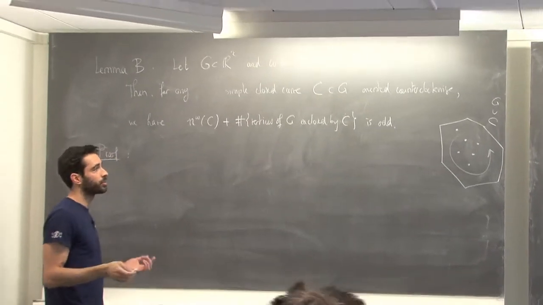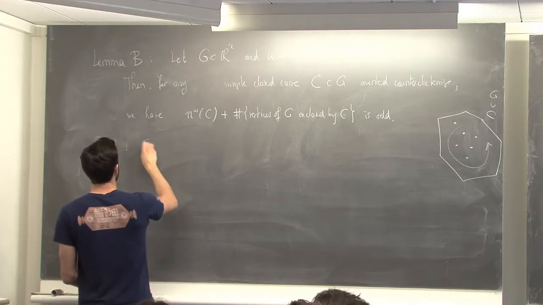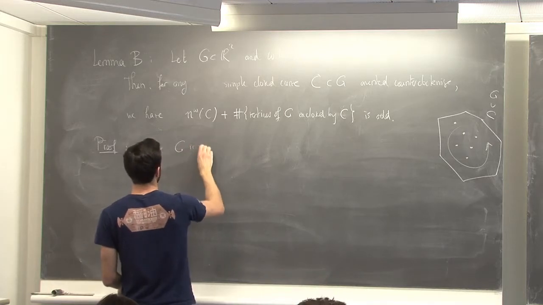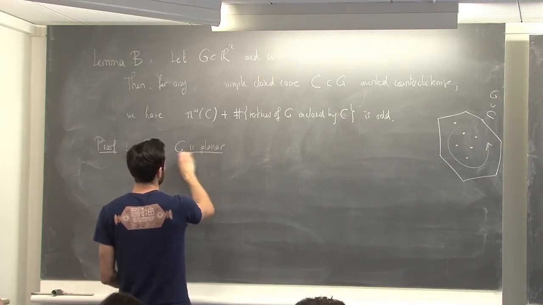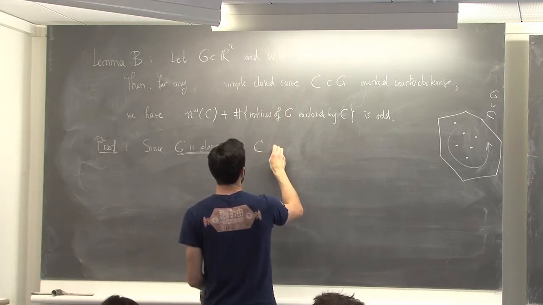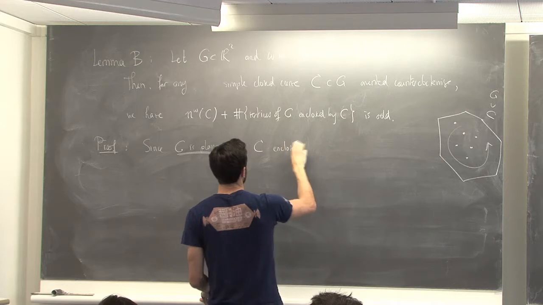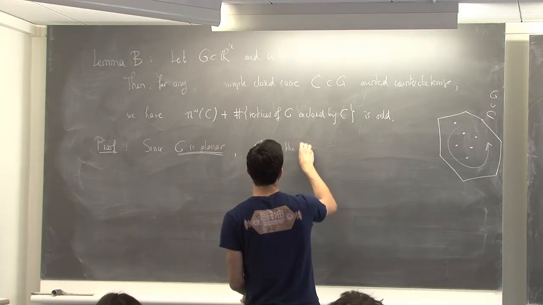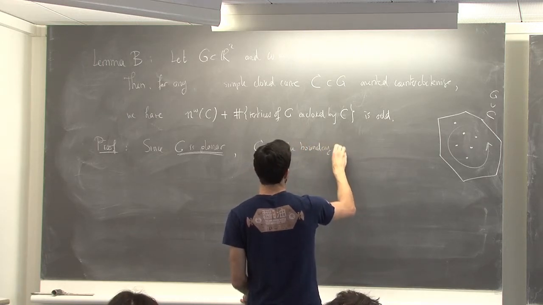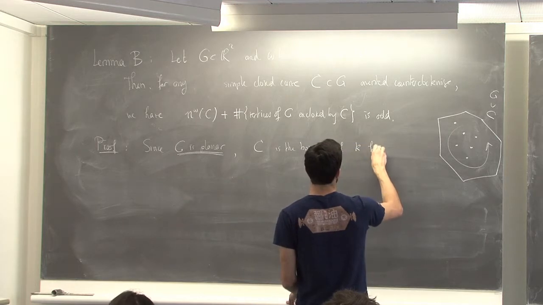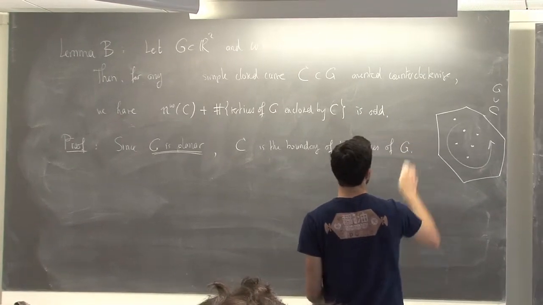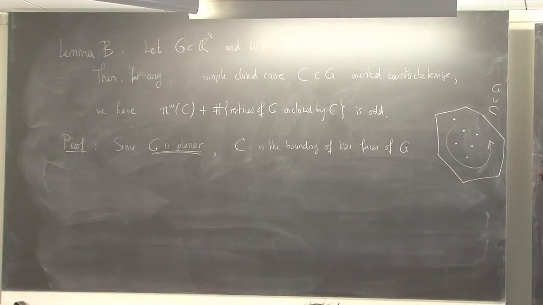Okay, and here now we're really going to use planarity. Since G is planar, C encloses a number of faces. Let's put it this way, C is the boundary of, let's say, k faces, k greater or equal to 1 faces of G. Right? And now what we will do, we'll make an induction on the number of faces.